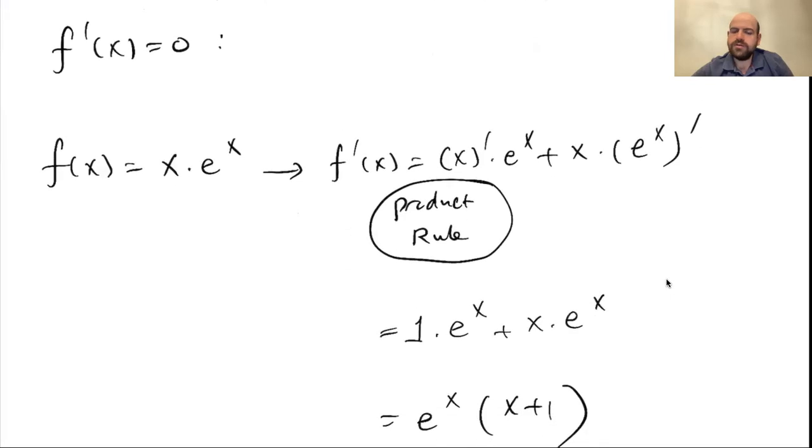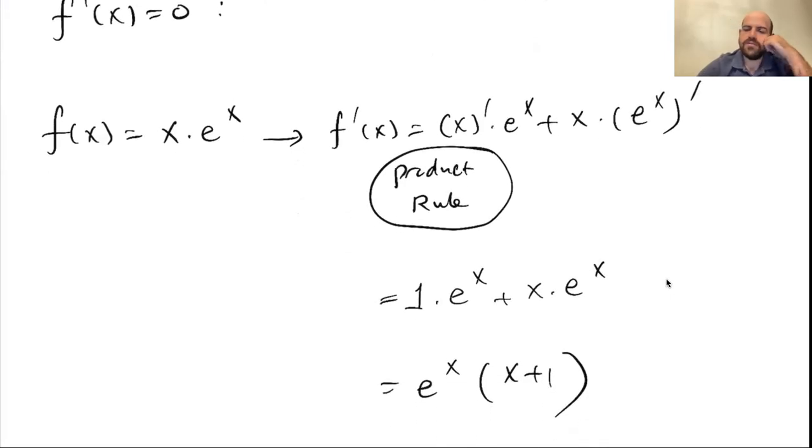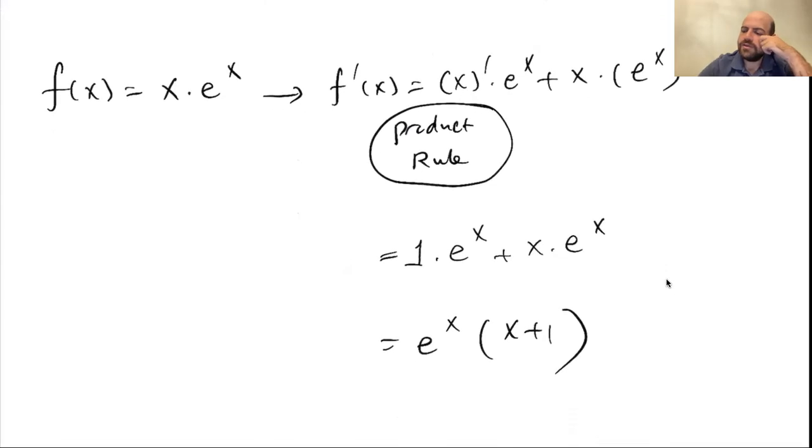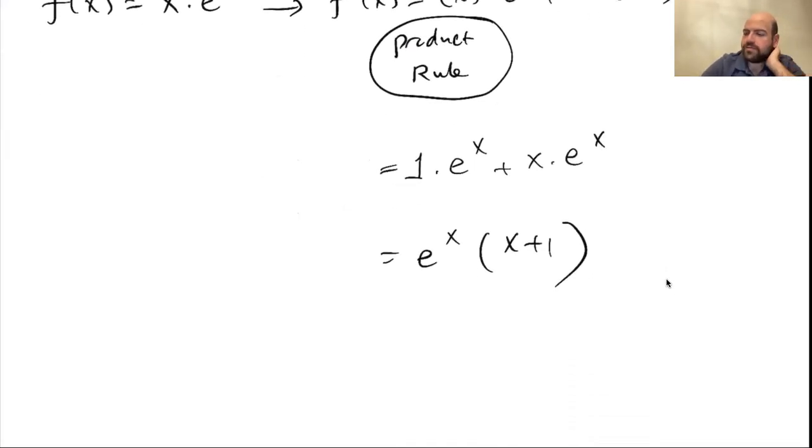Okay, so we use the product rule. The derivative of x times e to the x, plus x times the derivative of e to the x. That is 1 times e to the x plus x times e to the x. So that's going to be e to the x times (x plus 1). So that's it. This is f prime of x.